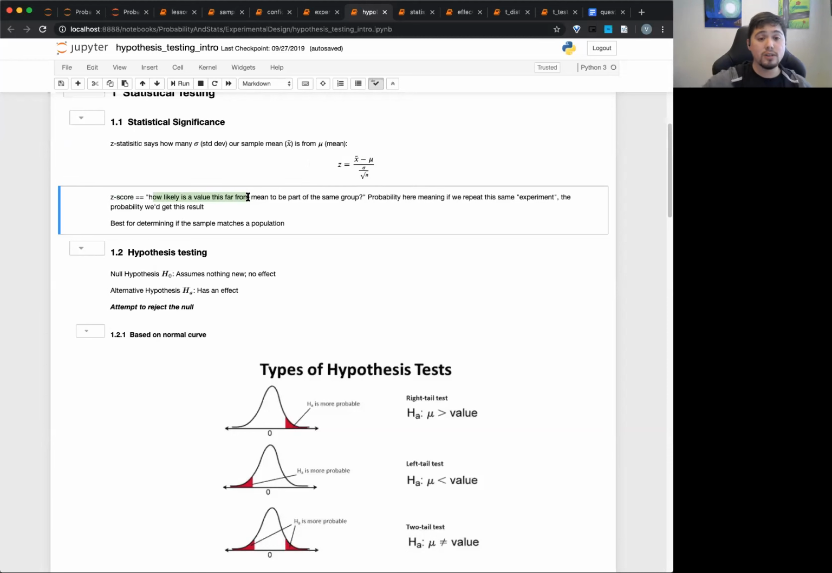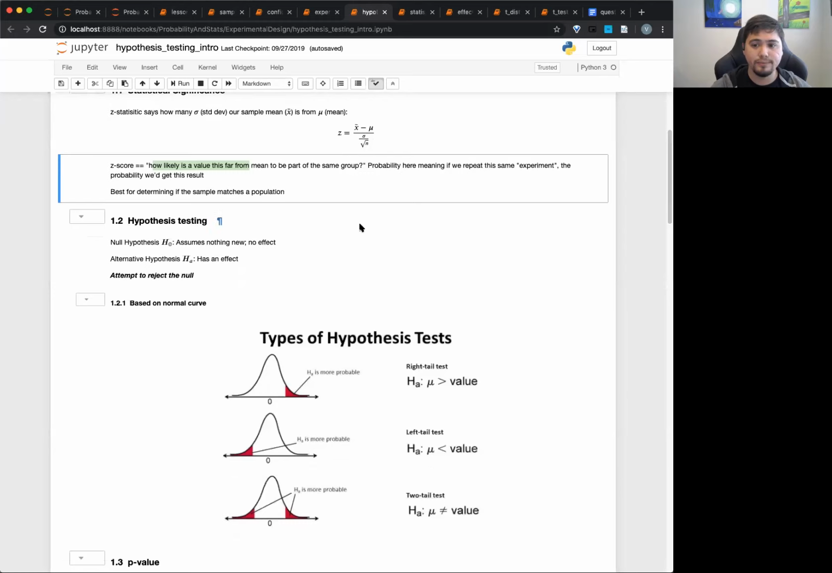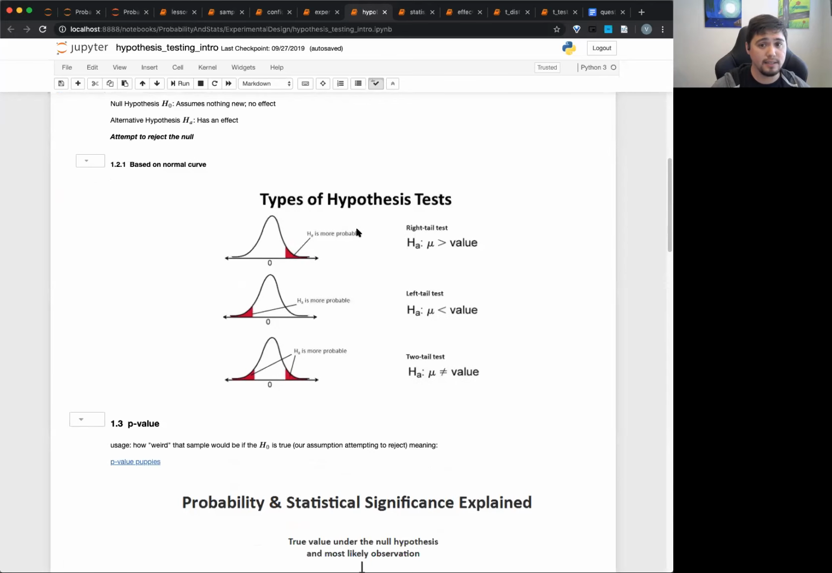So the larger your Z statistic, the less likely it's actually part of that group. You can imagine most people are surrounded in this normal curve right around here. A Z statistic with a very large value will be over here or over here, meaning it's a very rare occurrence that you'd actually get that sample mean over there. So that's the idea of the Z statistic.